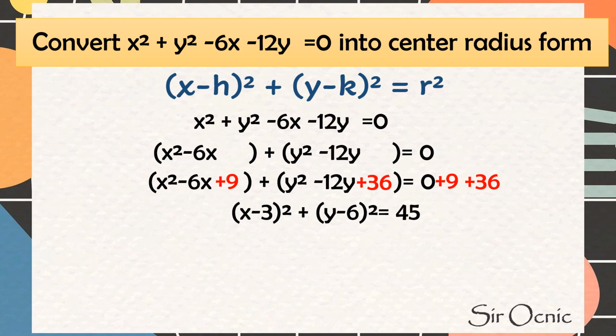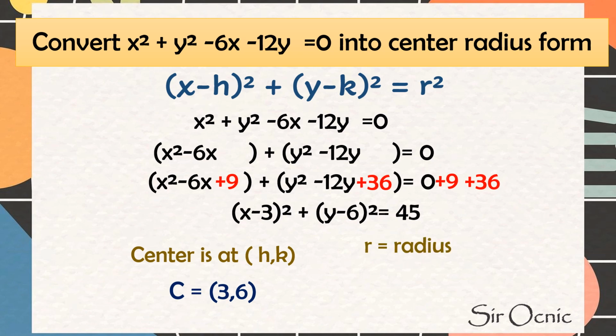Since we now have the standard form of the equation of the circle, we may now identify the coordinates of the center of the circle, using the values of h and k. The coordinates of the center are 3 and 6. Let us now identify the length of the radius.